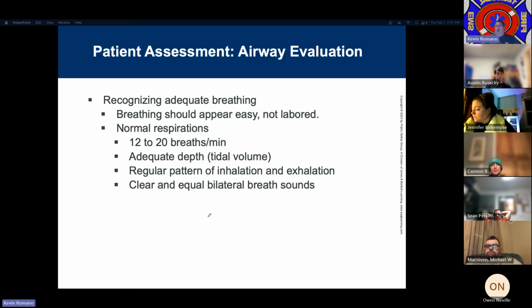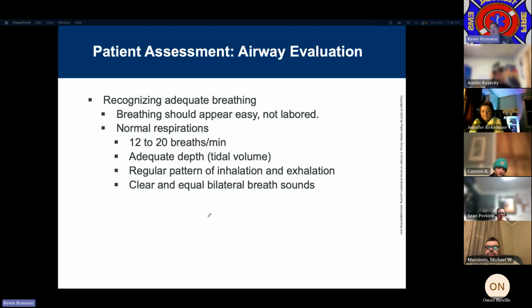Recognizing adequate breathing, otherwise known as eupneic breathing. Breathing would then appear easy, not labored. Our normal respiration for the adult is 12 to 20, right? 15 to 30 for child, 25 to 50 for pediatric are normal ranges. We're looking for adequate depth and tidal volume, right? Adequate depth and tidal volume. If there's changes, that changes our breathing statement.